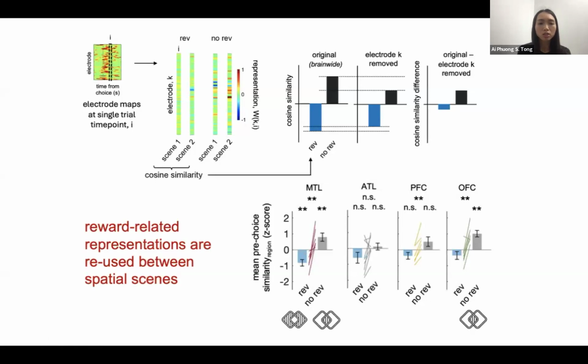And across brain regions, the pre-choice representation of expectation in both the medial temporal lobe, MTL, and orbital frontal cortex, OFC, showed this significant similarity between scenes when there was no reward reversal, meaning the representations of expectation in MTL and OFC were reused between the scenes when knowledge could be straightforwardly transferred between the two scenes.